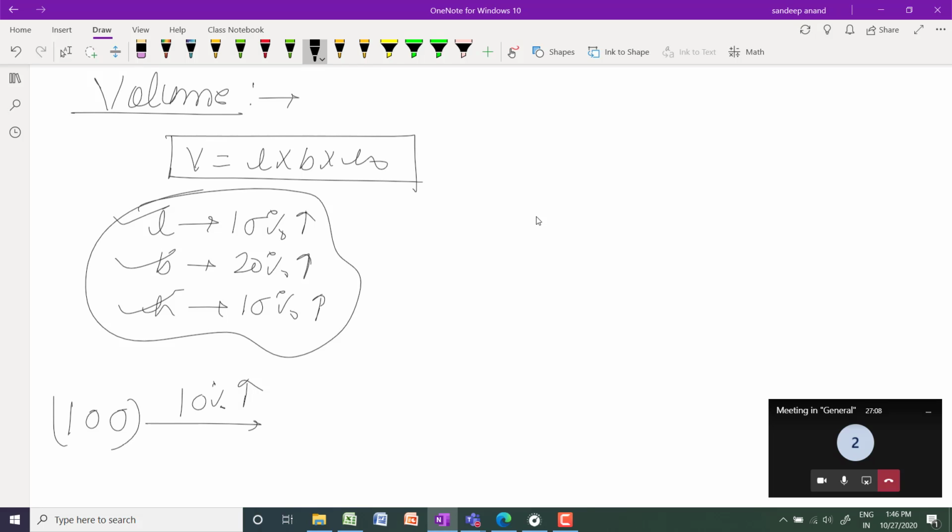10% of 100 is 10. Increase means you need to add. Yes or no? Yes, sir. So 100 plus 10 gives 110. Clear? Yes, sir. Length is done. Between width and height, which do you prefer first? Height. Okay, so now I'm taking this.